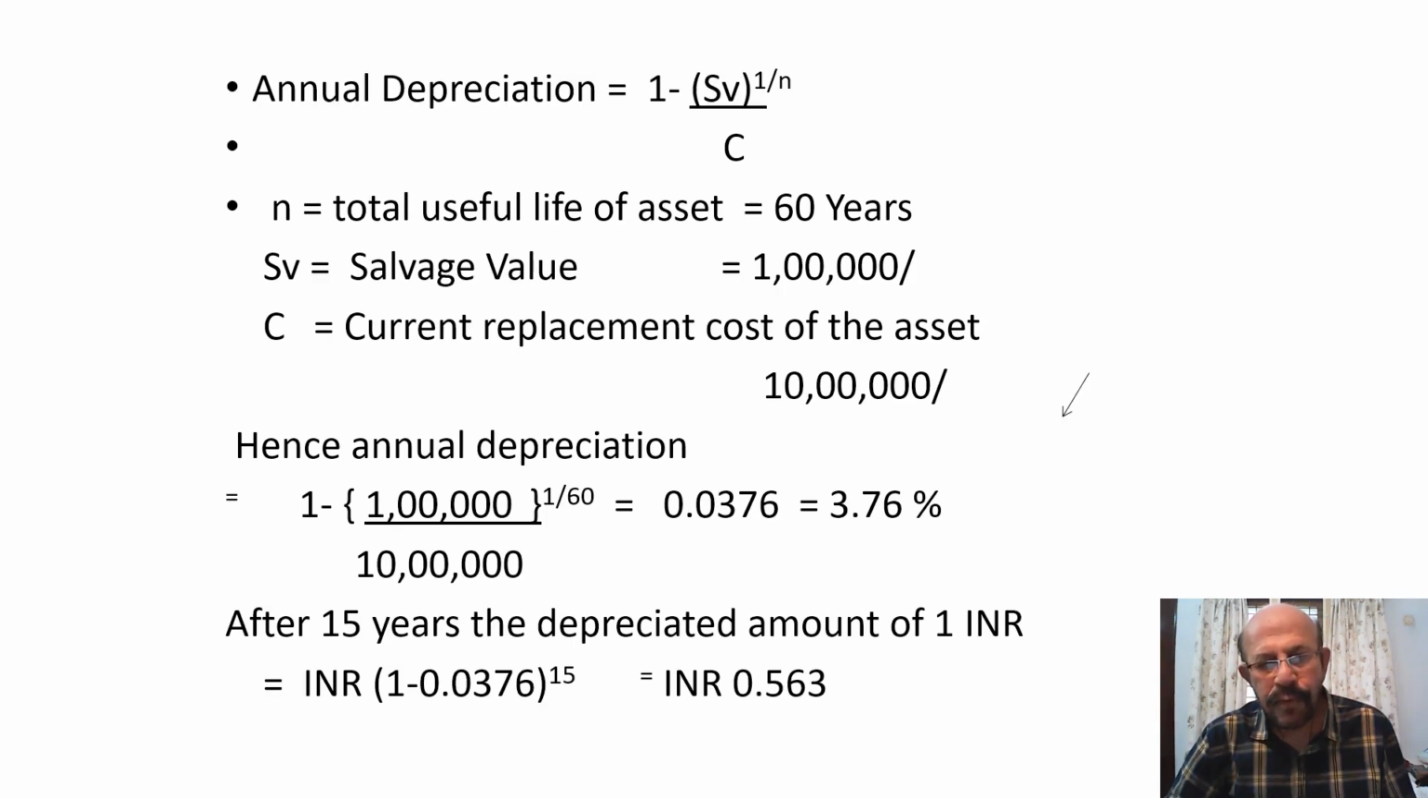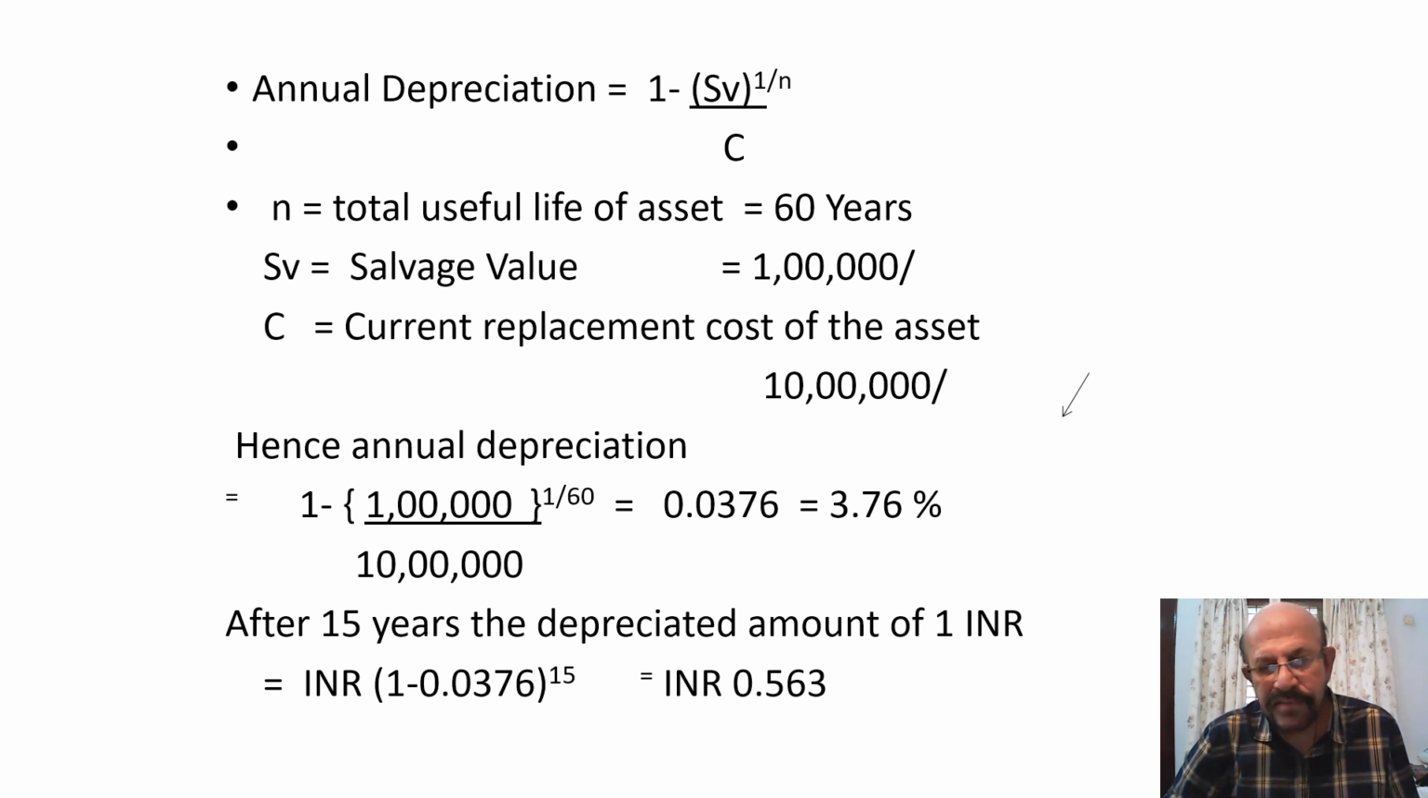The formula for annual depreciation is 1 minus (SV divided by C) raised to 1 by n. N is equal to the total useful life of the asset, 60 years. SV is the salvage value, 1 lakh. The current replacement cost of the asset is 10 lakhs.